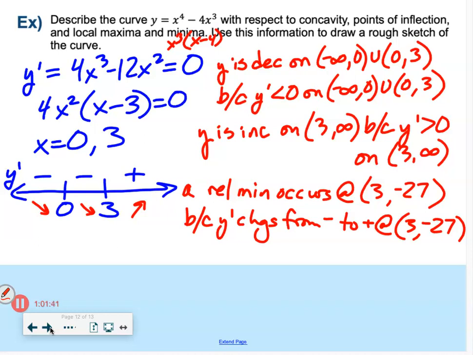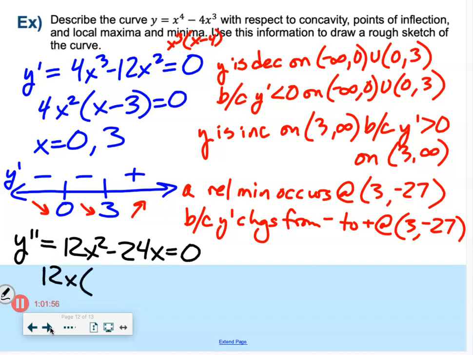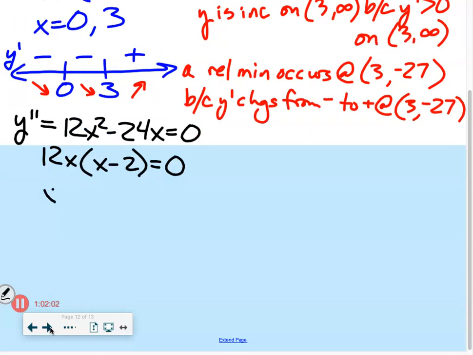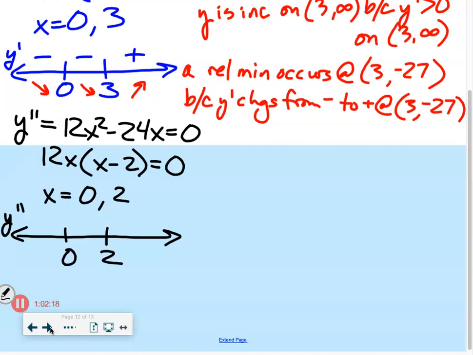Let's move on to concavity. All right, yell it out. What's y double prime? 12x squared minus 24x. All right, you're doing the exact same thing with y double prime that you just did with y prime. So I get 0 and 2 for my critical numbers for y double prime. All right, make a lovely y double prime sign line. I'm labeling my sign line so I don't get it confused with my y prime sign line.